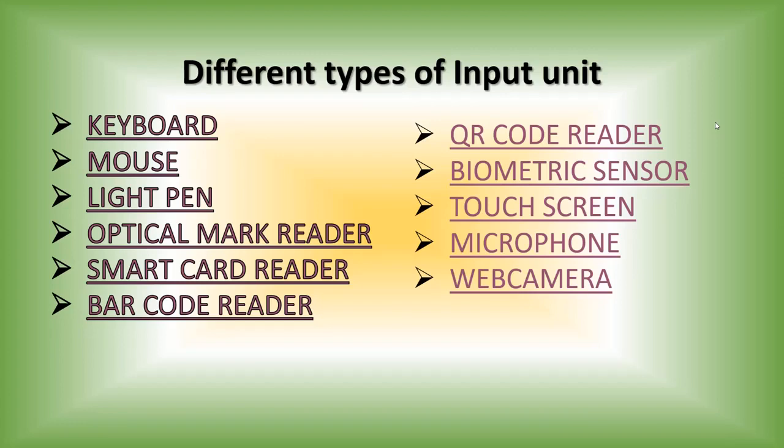Next is the touch screen. That also I gave an example. Your mobile phone consists of a touch screen. Your ATM machine is using a touch screen. Microphone and web camera: every day for your Google Meet, you are using your mic and web camera. That is another input device. This is all about the different types of input devices.